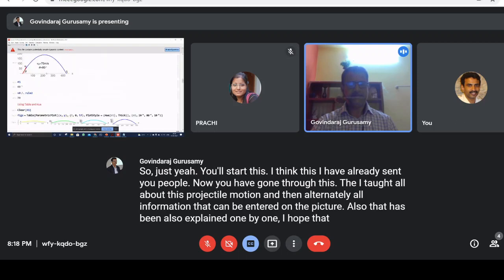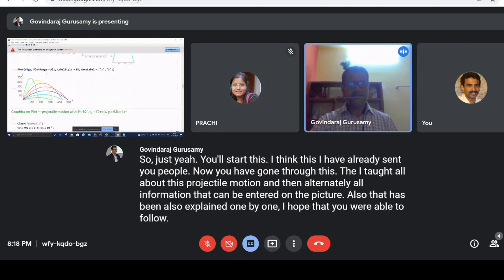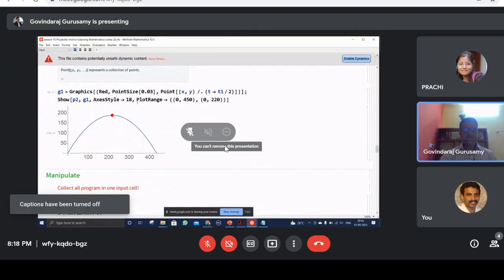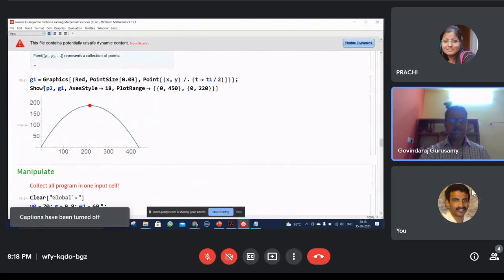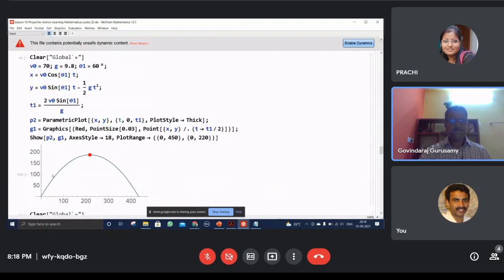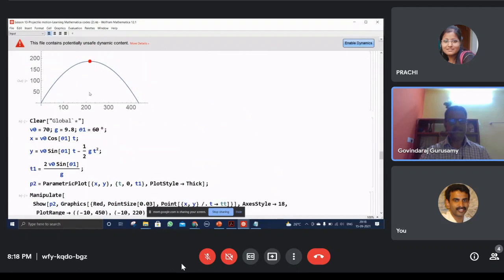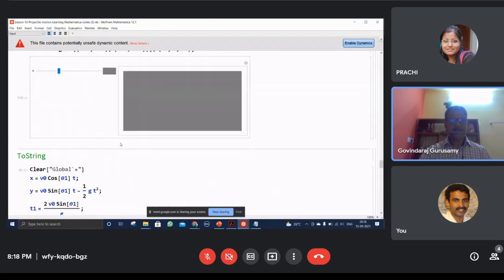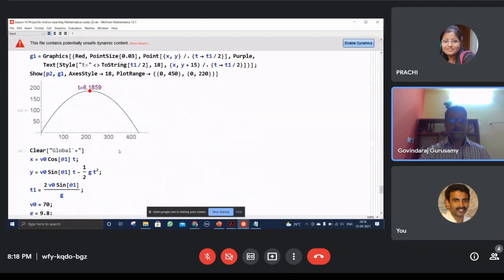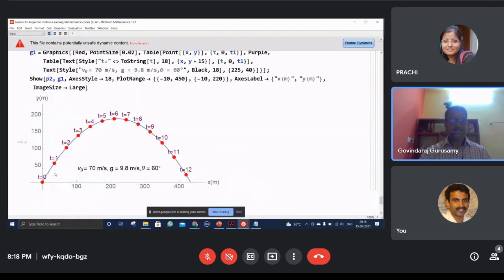I hope that you were able to follow these pictures. There's not much to discuss on that, but you have to add some of the inputs so that you can see things explicitly on the pictures, like the projection, the peak positions, and the time taken. Then a combination of these can also be done. So these things you can do.